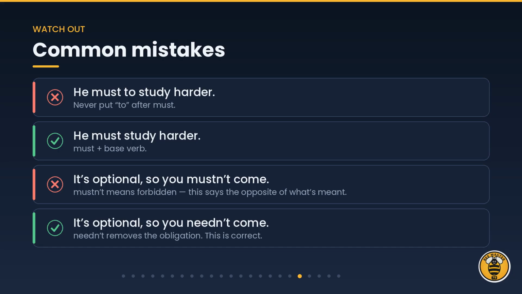Two mistakes to avoid. First, never put to after must. He must to study harder is wrong. He must study harder is right. Second, and this is the big one, if something is optional, you needn't, not mustn't. It's optional, so you mustn't come tells your listener that coming is forbidden. That is almost certainly not what you meant.